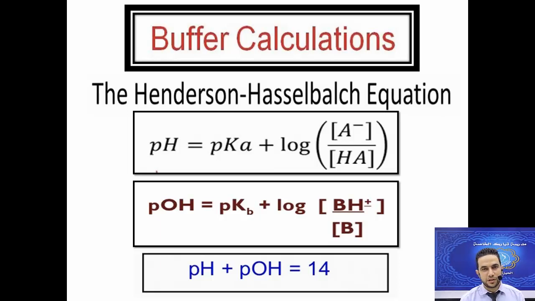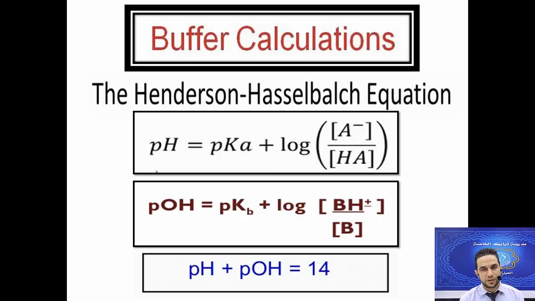But some students ask, when I calculate pOH in basic buffers and I am asked to calculate pH, how can I calculate it? You know another rule, pH plus pOH equals what? 14. So after you find pOH from basic buffers, you can find pH from the equation pH equals 14 minus pOH.